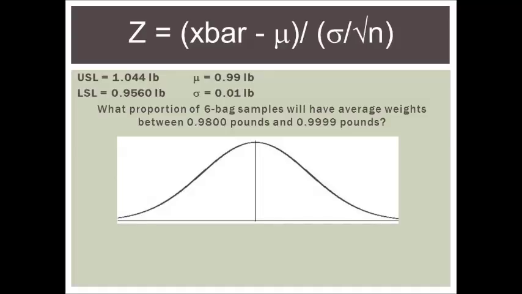So I want you to first write these numbers in their appropriate spots on this normal curve. Remember, the center of the curve is the process mean, which is 0.99, and you need to write in the other two weights that we're trying to compare to. Now, shade the region of this normal curve that represents the answer we're trying to find. So shade the portion of the curve that is between 0.98 and 0.9999 pounds.